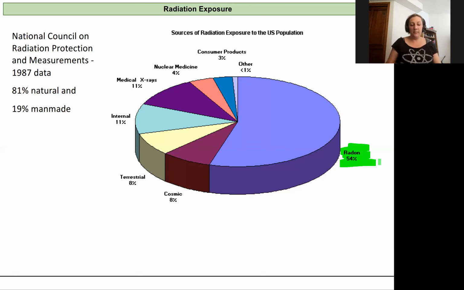The other really big ones were cosmic radiation and terrestrial and internal and medical X-ray radiation, which accounted for a lot. By comparison, I just want to point out nuclear medicine here at 4%. So when we compare here, now let's look at 2006.